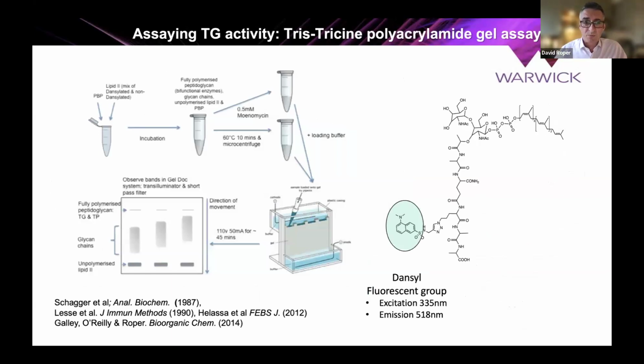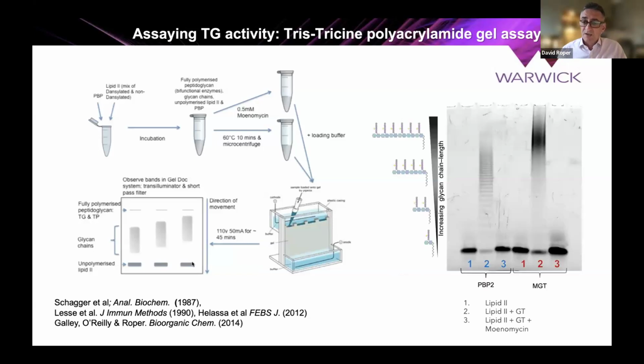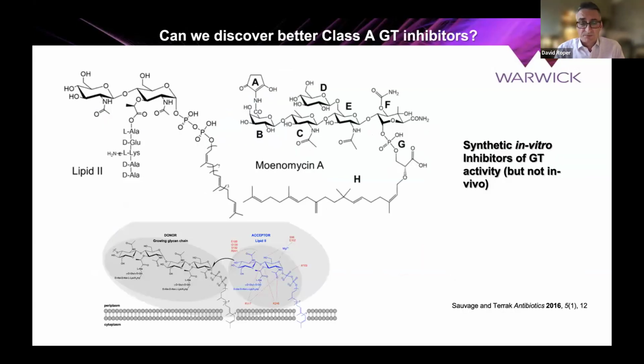So how can we visualize this? Well, we can make lipid 2, one of a few groups in the world that can make lipid 2. We make a fluorescent form with dansyl off the peptide stem. We can polymerize that with the enzyme, run the reaction products down a polyacrylamide gel, and visualize the products. And this is the kind of thing that you see on the right-hand side. You've got a nice long polymer of lipid 2, so you can count lipid 2, 4, 6, 8, 10, etc. as we go up the strand length. So we have a nice way of visualizing the activity of these enzymes.